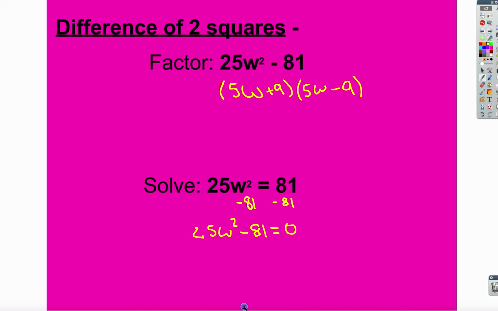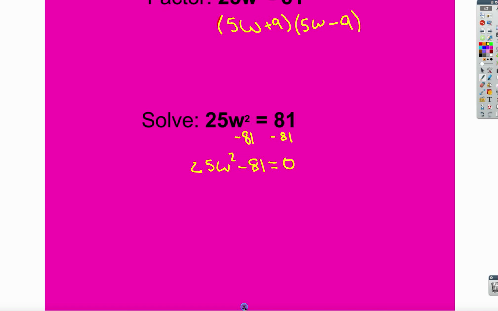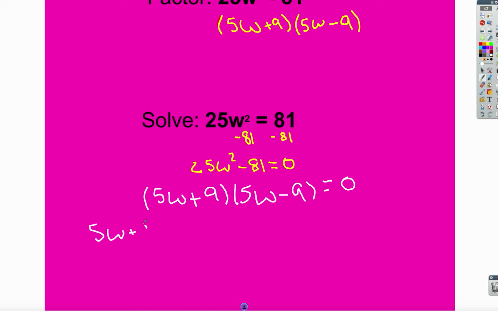The next thing that I would have to do here is factor, which I already did above, so I'm just going to copy that down. I notice my difference of perfect squares. So I get 5w plus 9 times 5w minus 9, equal to 0. I would set each individual factor equal to 0 and solve. So when I do my 5w plus 9 equal to 0, subtract 9 from both sides. That gives me 5w is negative 9.